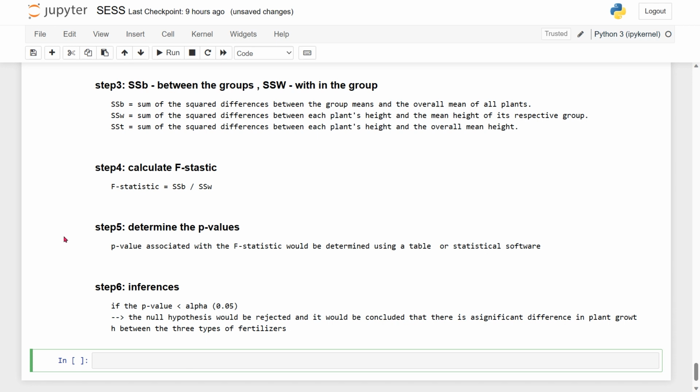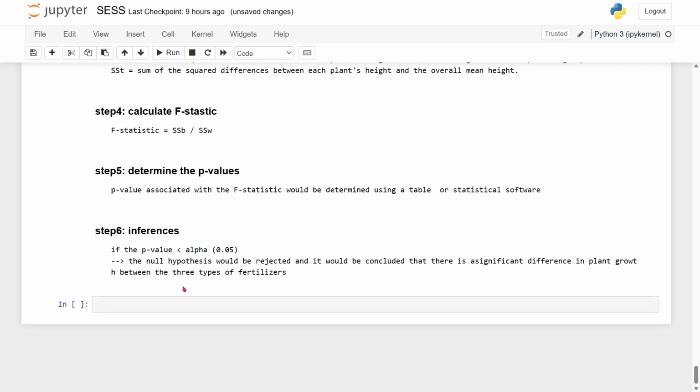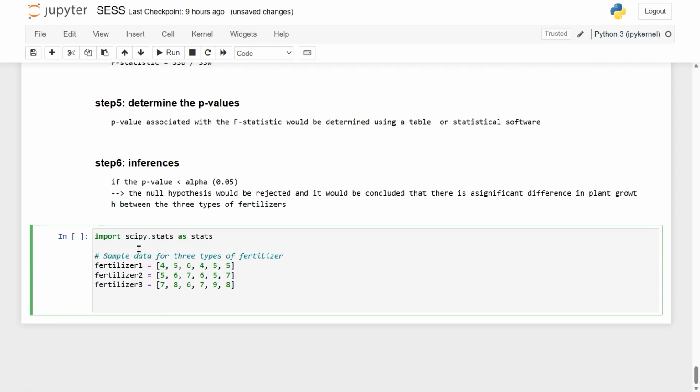Now let us put this into code format so that we can prove it. Okay, so SciPy stats has been imported, and this is the fertilizer 1 data. Here you have the same number of plants with heights of 4 centimeters, 5 centimeters, 6 centimeters. With fertilizer 2, the heights were 5, 6, 7, 6, 5, 7. And with fertilizer 3, 7, 8, 6, 7, 9, 8. You can easily calculate the mean for each fertilizer.